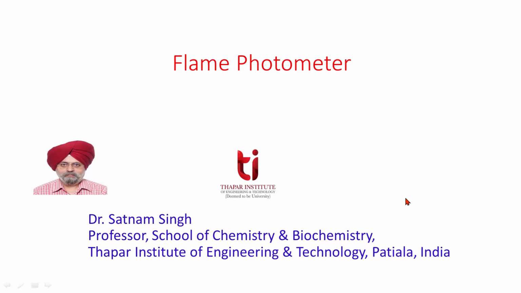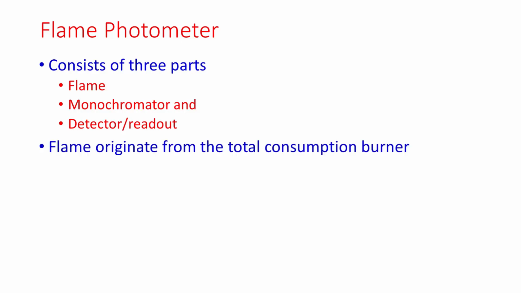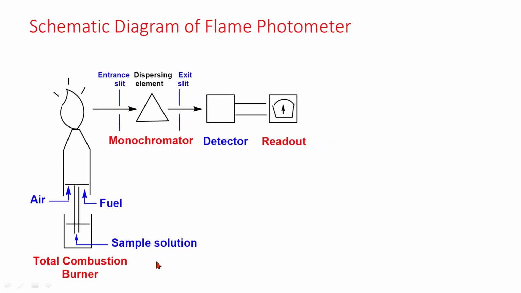In this session, we will discuss flame photometer. Flame photometer consists of three parts: flame, monochromator, and detector readout device. Flame originates from the total consumption burner. This is the diagram of flame photometer. This is total consumption burner, monochromator, detector, and readout.